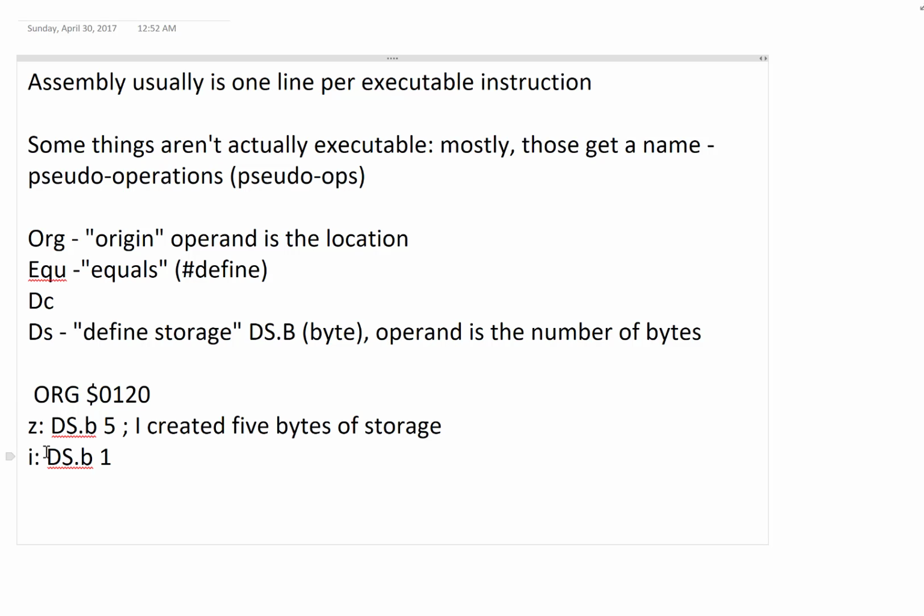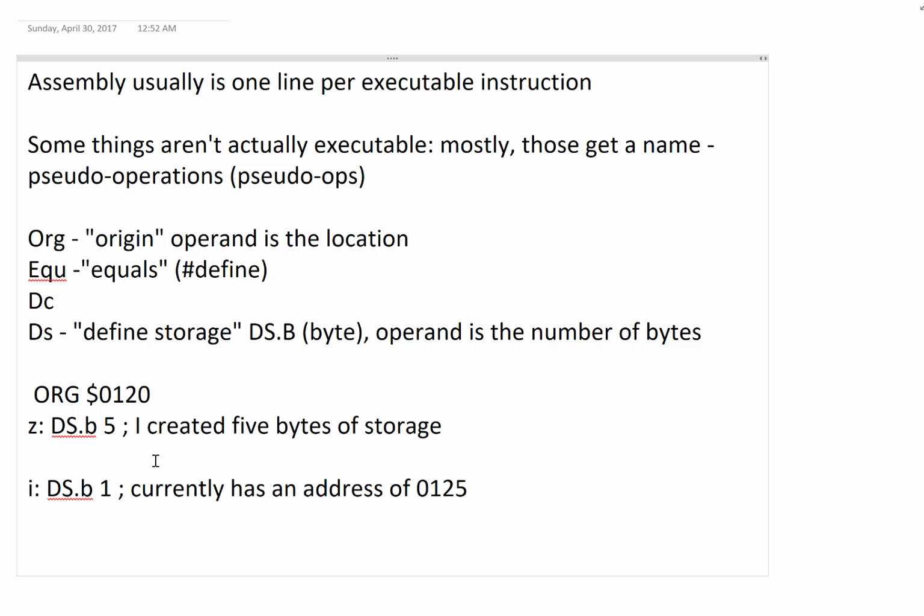Now, as it stands right now, I is currently going to have an address which is not hex 100. This currently has an address of 0125 because 5 bytes of storage were set aside for Z. That means 0, 1, 2, 3, and 4 were set aside. So the next available one is 125. Now, if we wanted to make I have the origin that we needed, we can certainly come in and say org 0100. That would make I be at the address that we would expect.